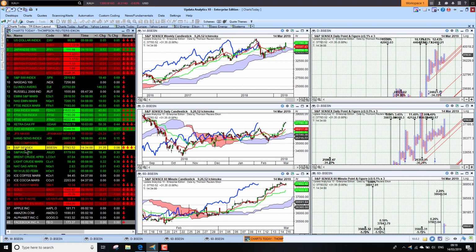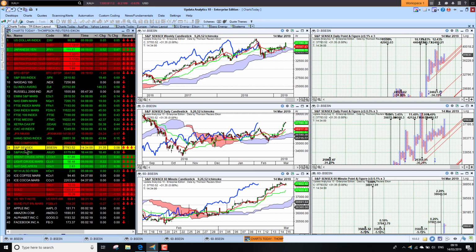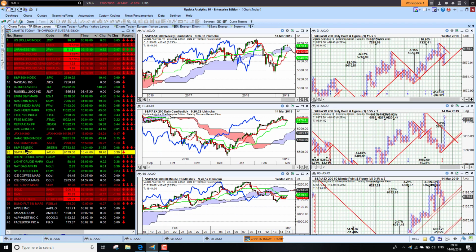The Sensex index in India just nudging higher. This market looking really good compared to anything else. And looking at the Aussie market, just holding on, but just struggling to be clearly bullish, but really still looking pretty good on all three time frames.